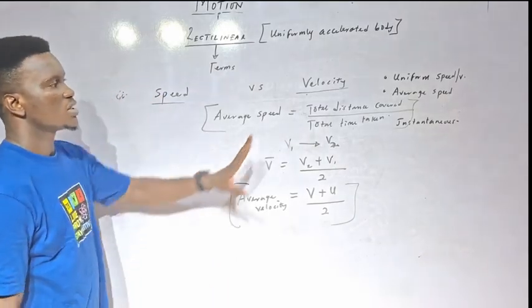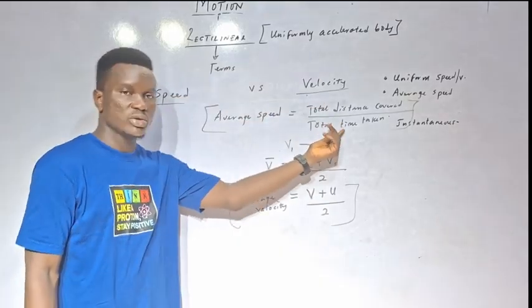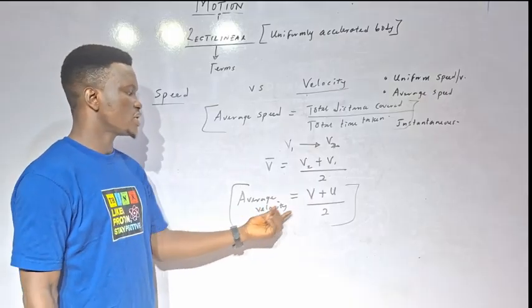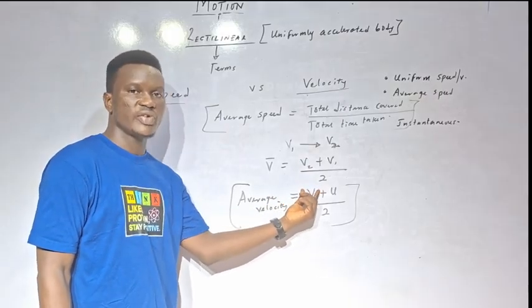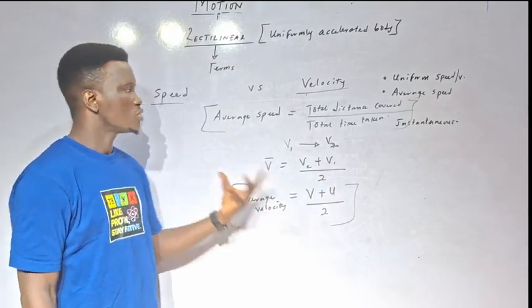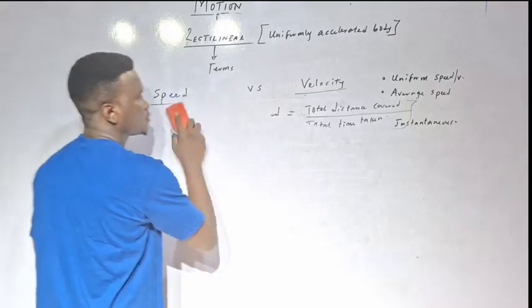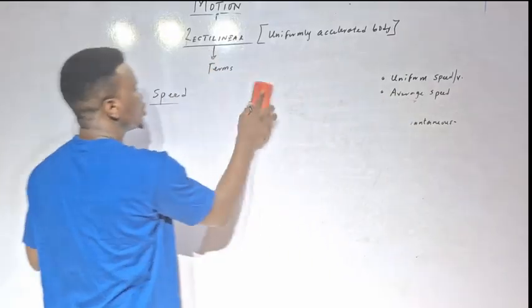So now, that is average speed. Average speed is defined as total distance covered over total time taken, or average velocity is defined as final velocity plus initial velocity all over 2. So now, the next thing you want to know is uniform speed. When you say uniform speed, what do we mean?